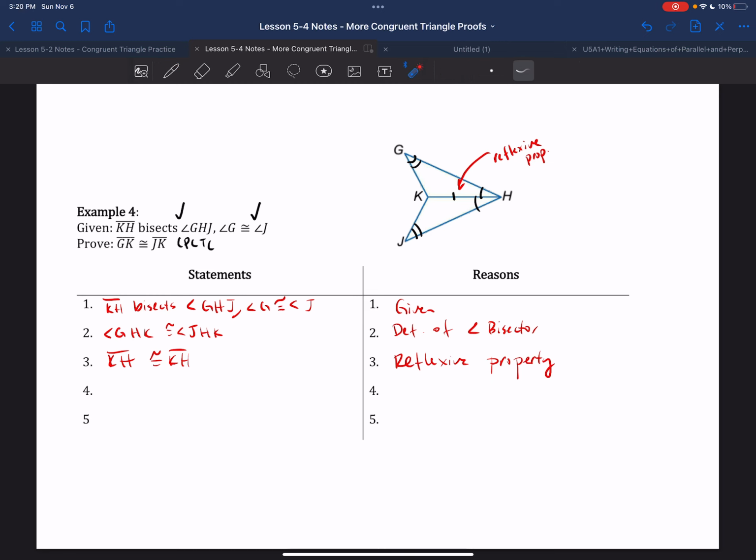And then, because this is a CPCTC proof, we're not proving the triangles are congruent, but I'm going to write that anyways. So segment GK is congruent to segment JK. And we're not proving triangles are congruent, but you are expected to show that these two triangles are congruent and then say CPCTC for your last step, right? We're proving that these segments are congruent. So for number 4, or before this or whatever you're dealing with in your proof, you need to make sure that you have a triangle congruency statement somewhere involving these two triangles, right?